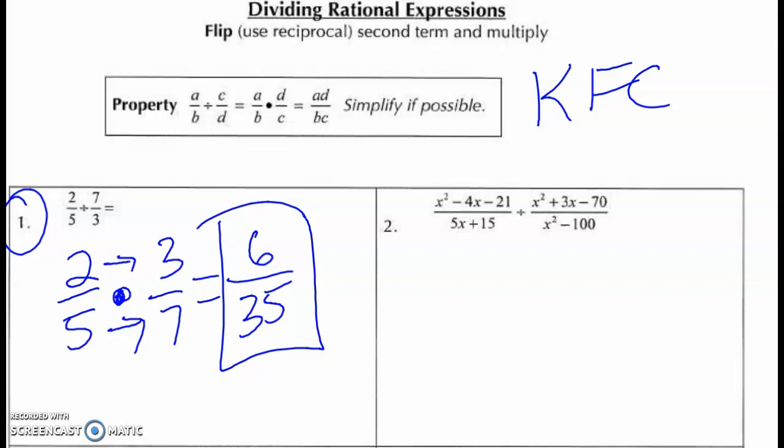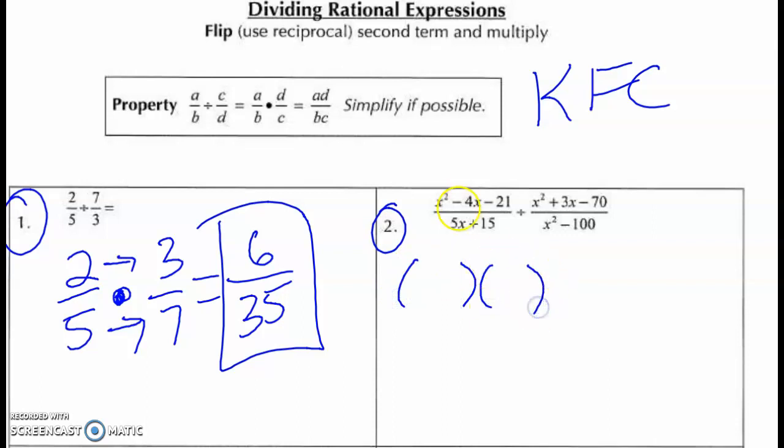Now, number 2 is going to feel long, but it's not that hard. It looks nasty, but it's just not that hard, okay? The first thing we're going to do is factor everything, okay? I know that you're probably already thinking, that's awful. It's okay. We'll get through it. It's not bad at all, I promise you.